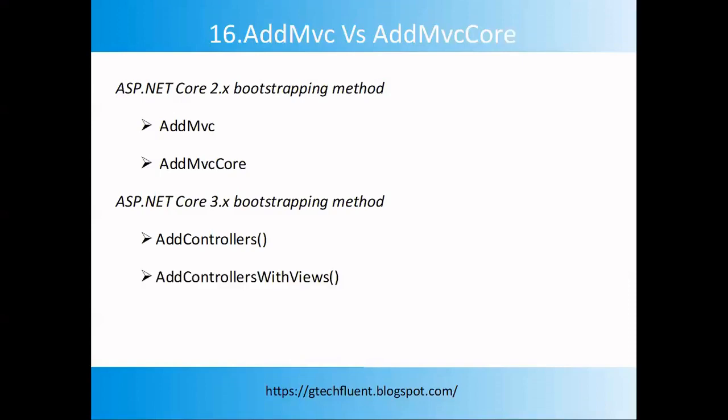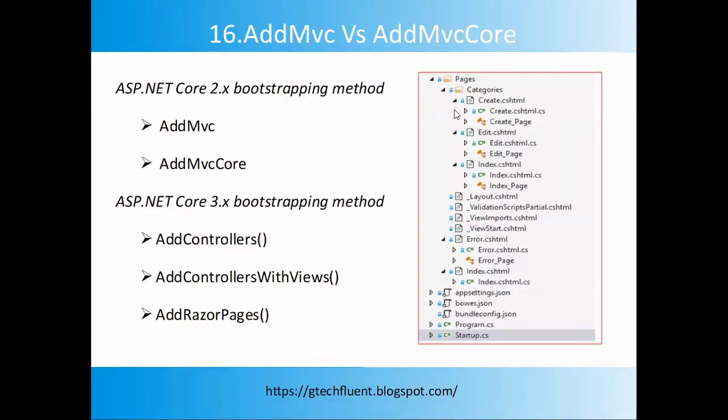The next is AddControllersWithViews. This method is used to set up the MVC application which we used previously, before the Razor Pages or Razor view engine was introduced. The next one is AddRazorPages. This method is newly introduced and is used to set up Razor Pages without controllers and views. In Razor Pages, we create a CSHTML file, and for each CSHTML we have a CS file. The code runs behind the CS file, so without a controller, these pages get executed.